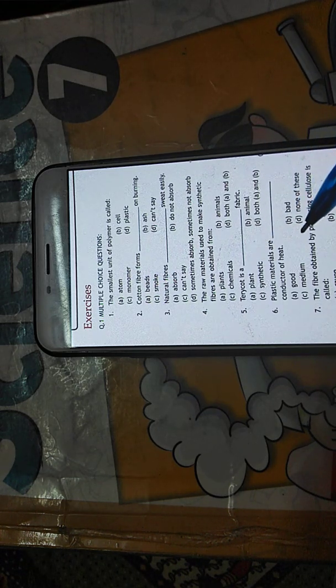Synthetic. Plastic materials are what? Bad conductor of heat. The fiber obtained by processing cellulose is called what? Rayon. Next we are having what?